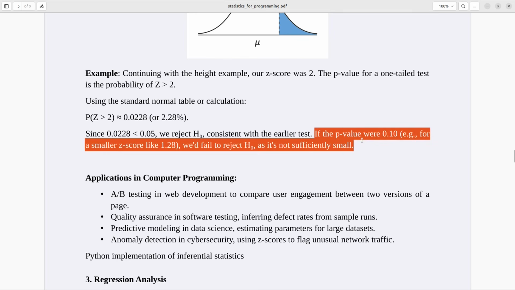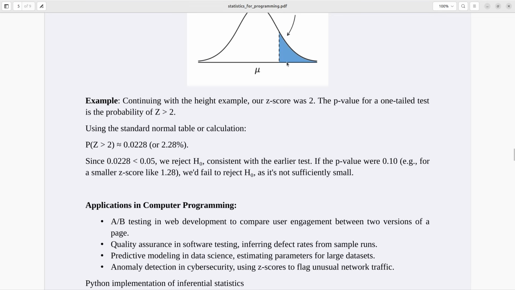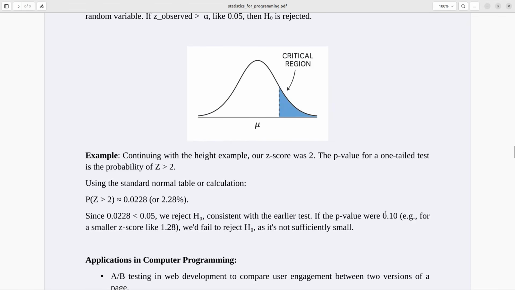And if the p-value were 0.1, for example, like with a smaller z-score like 1.28, we would fail to reject H0 as it is not sufficiently small, okay? So if the p-value here is not 0.028, and instead it were 0.1, then we would not be able to reject H0 as the z-score isn't able to enter the critical region shown here, okay? So if the p-value from the data is 0.1, then the corresponding z-score may be somewhere here, so it is not able to enter the critical region yet. That's why we will not be able to reject the null hypothesis in this case, okay?